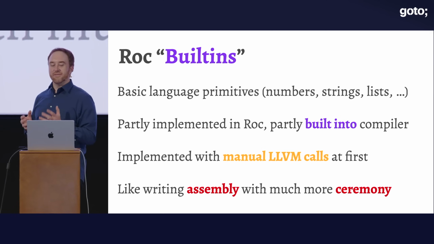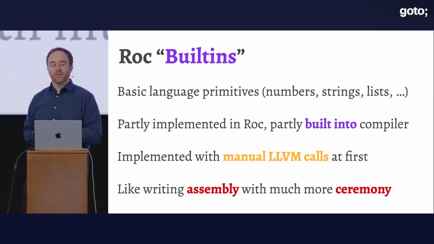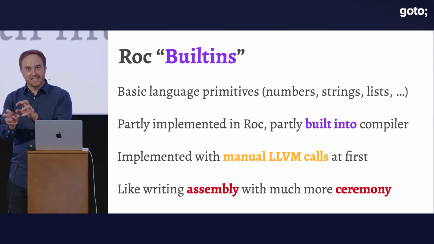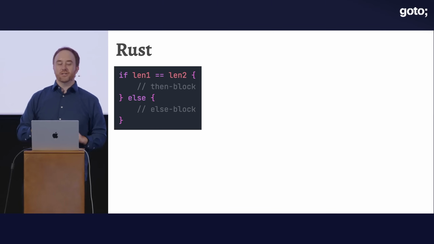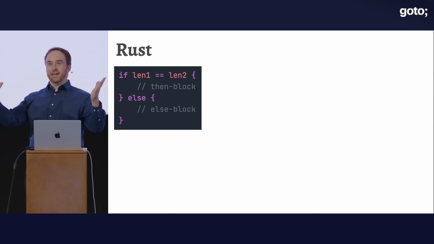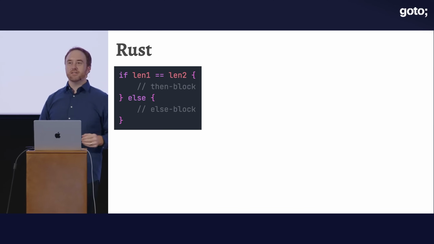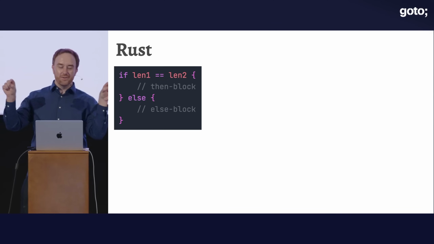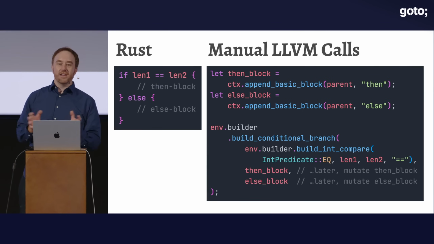Unfortunately, writing manual LLVM calls is kind of like writing assembly language, but with much more ceremony. You get all of the low-level fiddliness of assembly, but instead of the conciseness of assembly, you get all the ceremony. Let me just show you an example. Let's say I wrote this Rust code that says if length1 double equals length2, then we'll do something in the then block, else do something in the else block. Really straightforward, simple code. Just a little conditional comparing two numbers, with a then and an else. So here's the equivalent in manual LLVM calls.